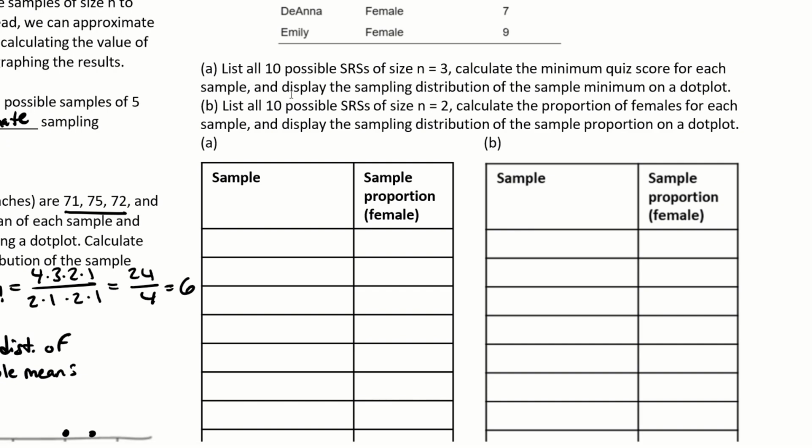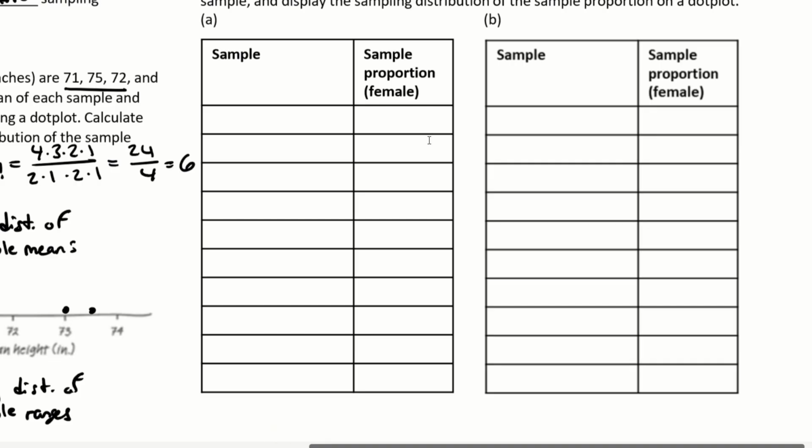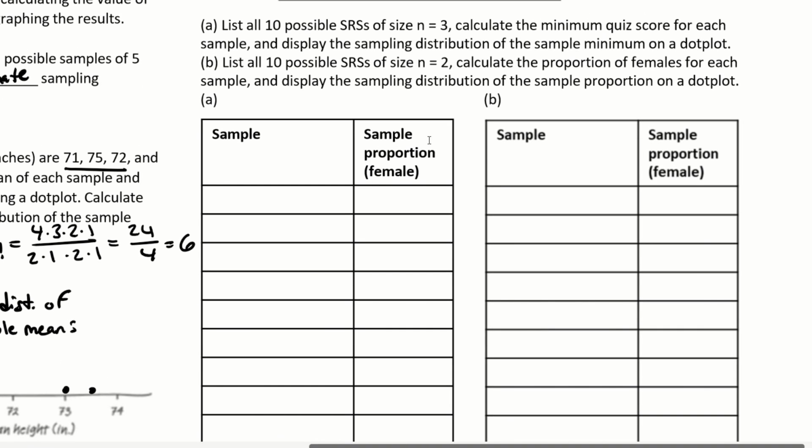All right. Okay, and this should say not sample proportion female. This should say minimum, or sample minimum. So let me change this. It should say sample minimum. Sample minimum. Okay.